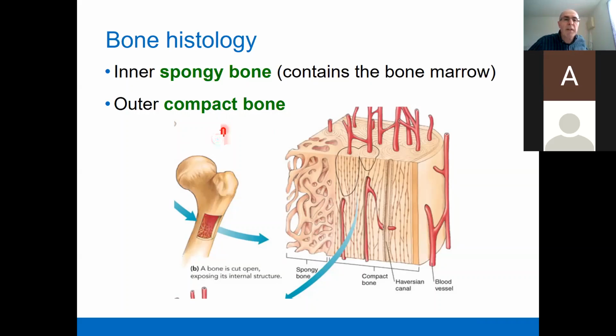Let's start with the bones. As we know, bone is histologically divided into two parts. The inner spongy bone, as you see in these slides, contains the bone marrow, and the outer bone is compact bone, which contains calcium, calcium phosphate, and is the really hard tissue of our bodies.